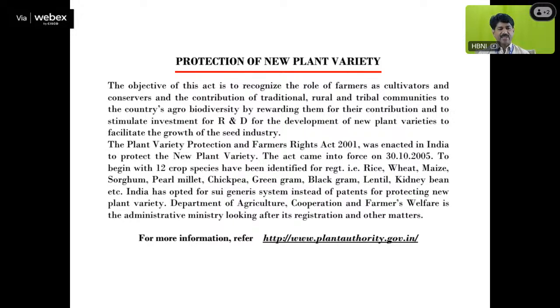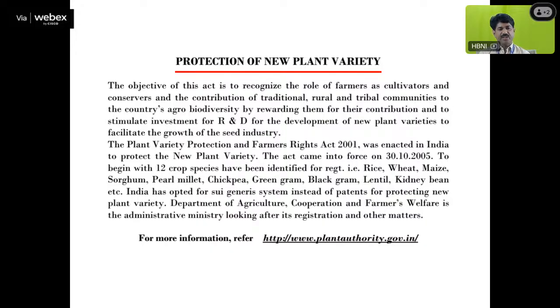The objective of this act is to recognize the role of farmers as cultivators and conservers, and the contribution of traditional, rural and tribal communities to the country's agro-biodiversity by rewarding them for their contribution, and to stimulate investment for R&D for the development of new plant varieties, to facilitate the growth of the seed industry. So whenever there are new plant varieties or new seed types, these are also protected. A separate format is given for this.